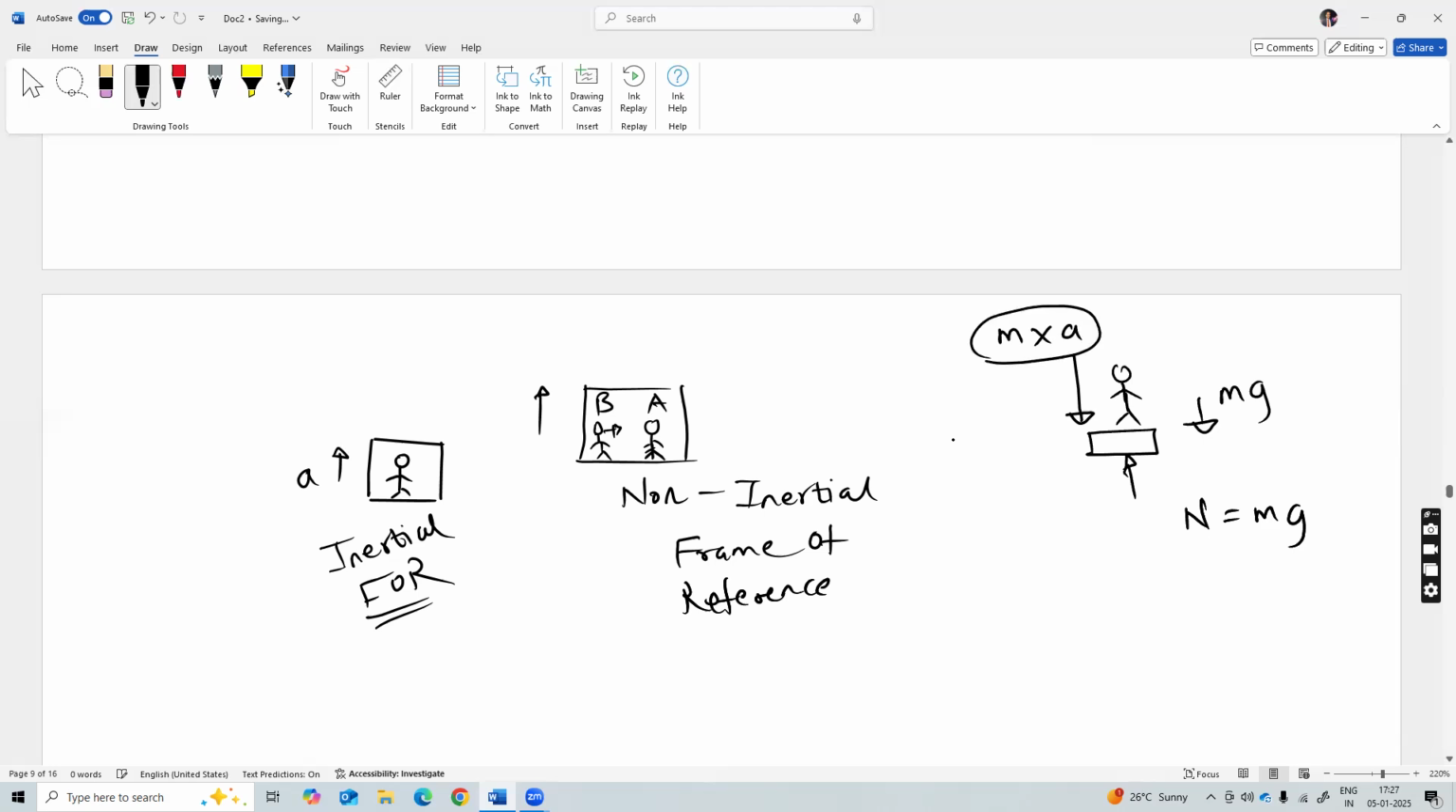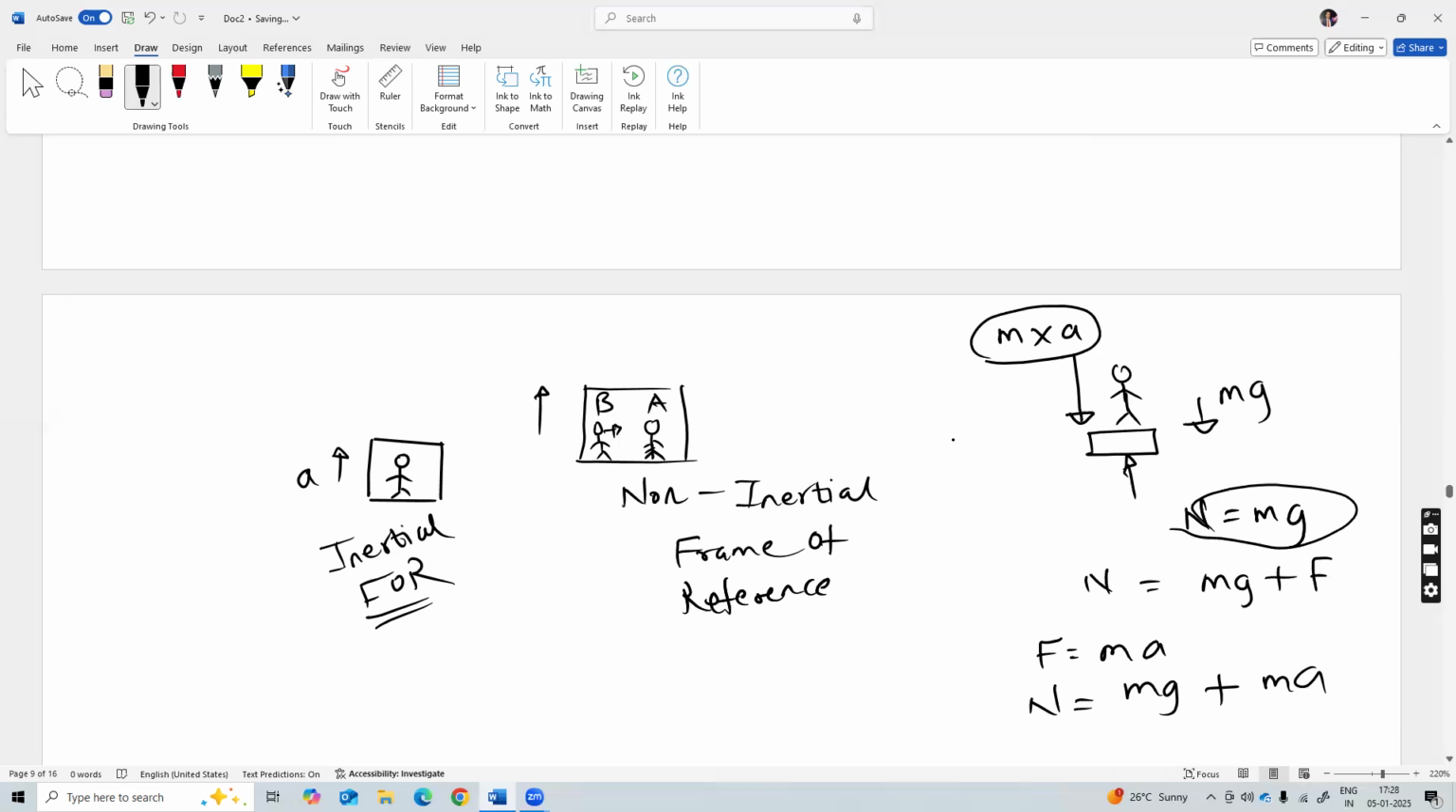And therefore, this normal reaction N will now become mg plus the pseudo force F, where F is equal to ma, the mass of this person times the acceleration of this person. So we will get the normal reaction as mg plus ma.